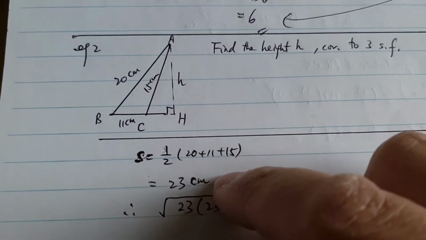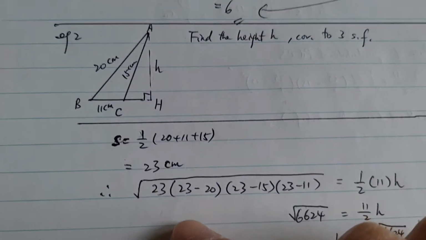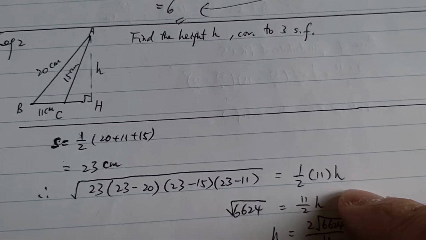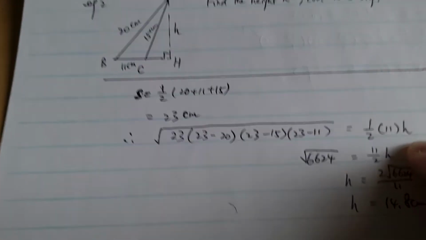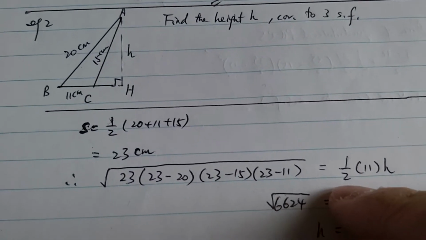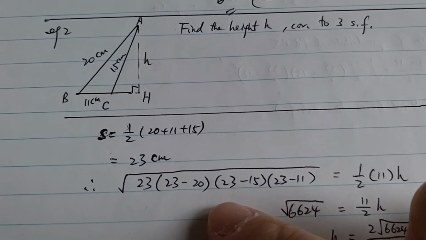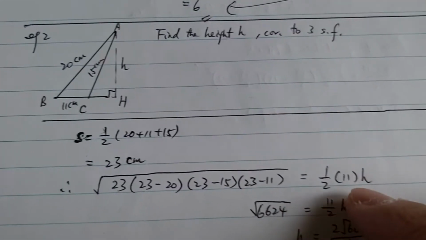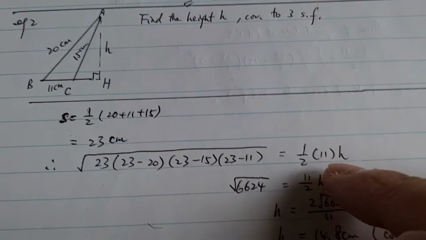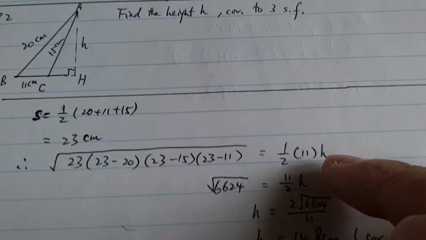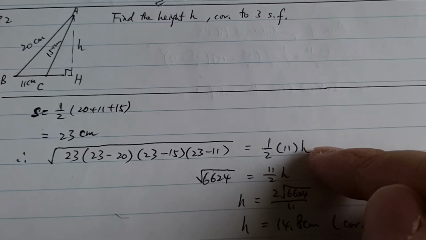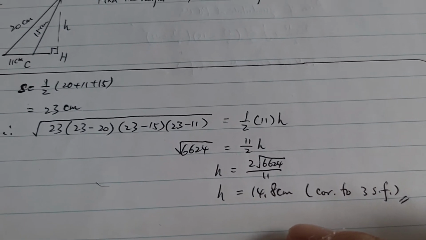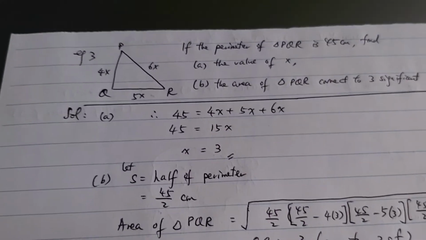The answer is 23 cm squared. Therefore, whether we use Heron's formula or the traditional method to find the area, they are still the same. From the left hand side, it is the Heron's formula method, and this one is the traditional way. So we can construct this equation and find h. The answer is 14.8 cm, correct to 3 significant figures.